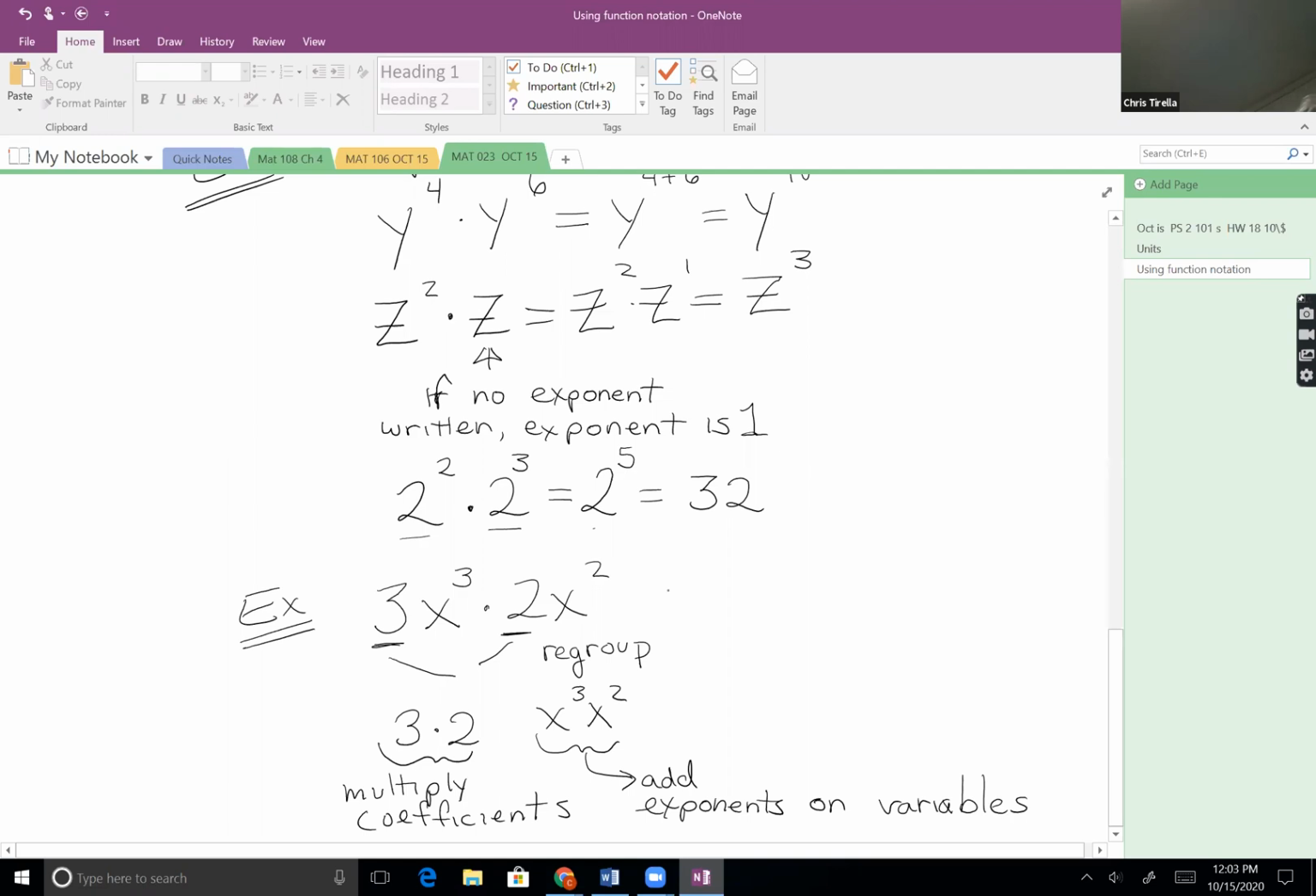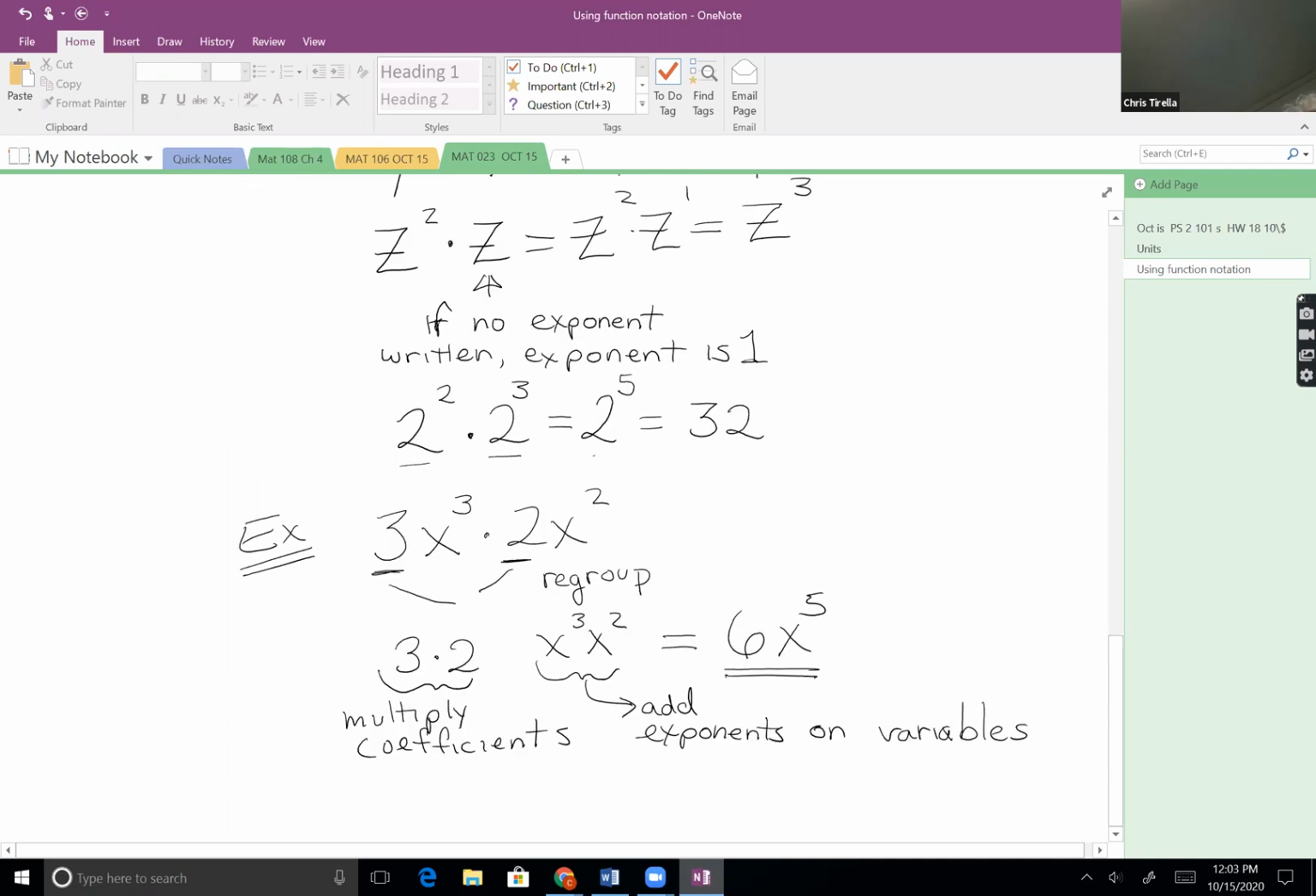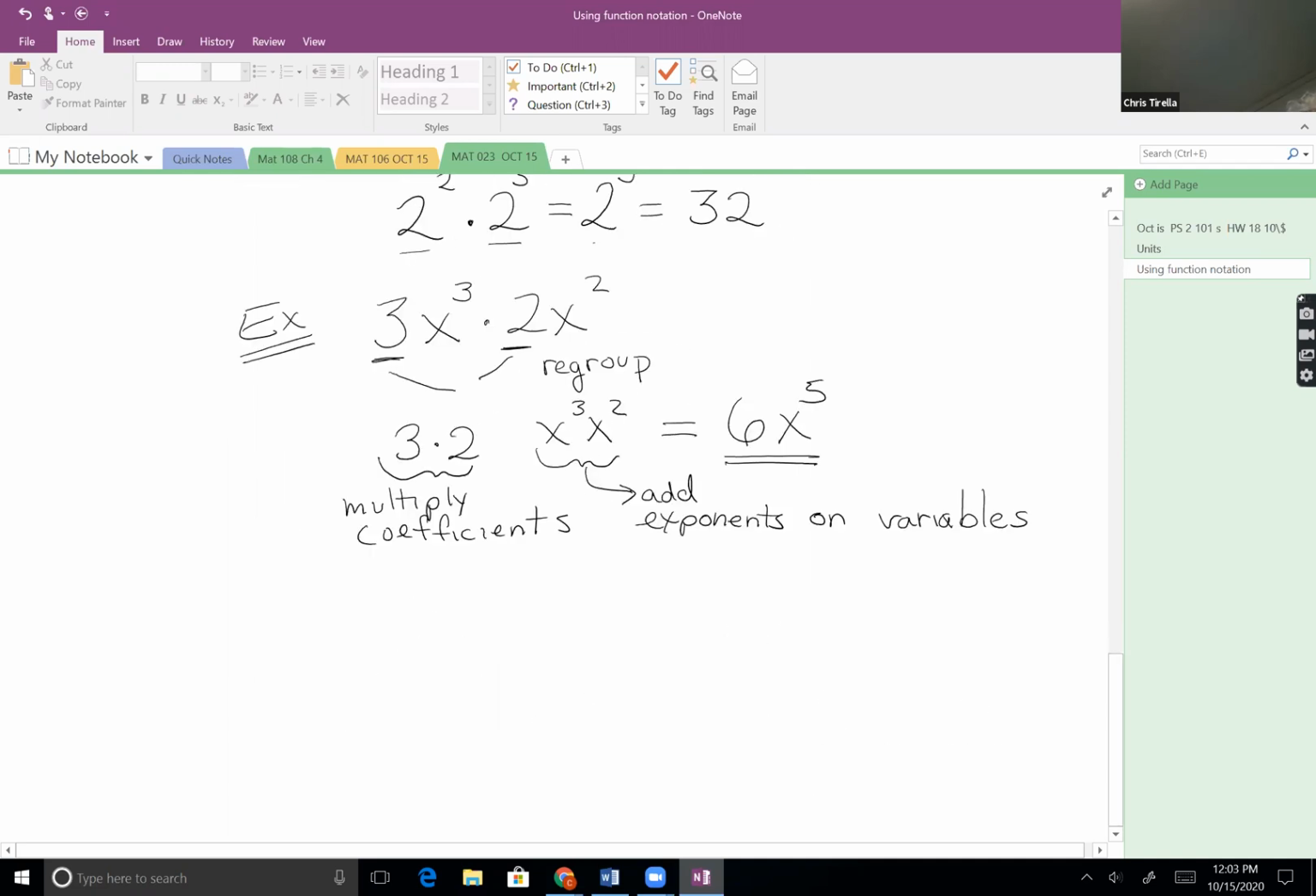And in order to multiply the variable parts, we'll add the exponents on the variables. And so that would give me 3 times 2 is 6. X to the third times x to the second would be x to the fifth.